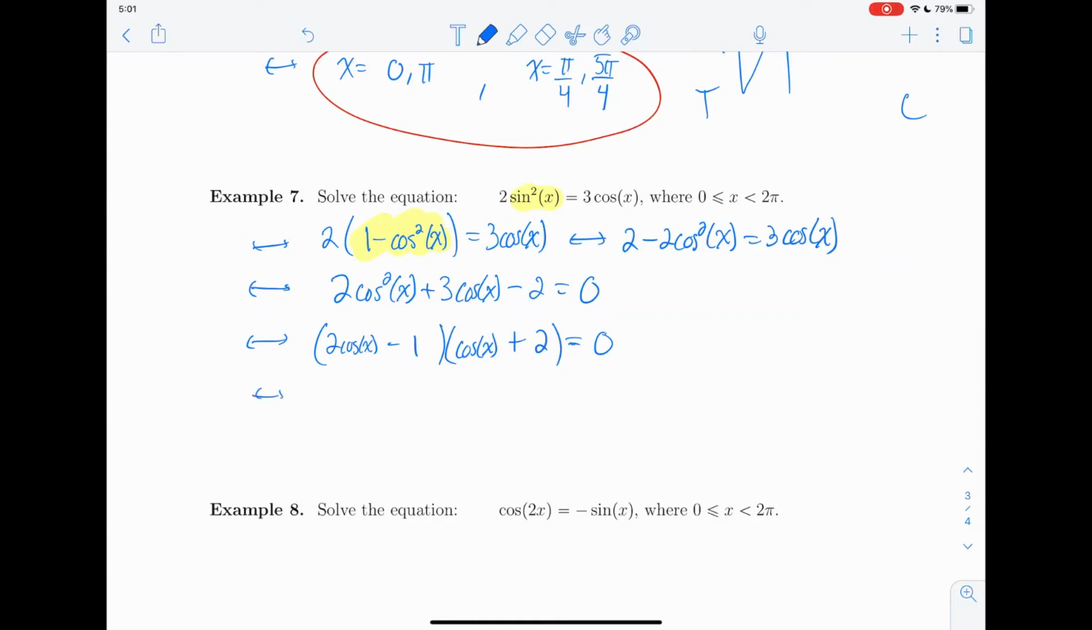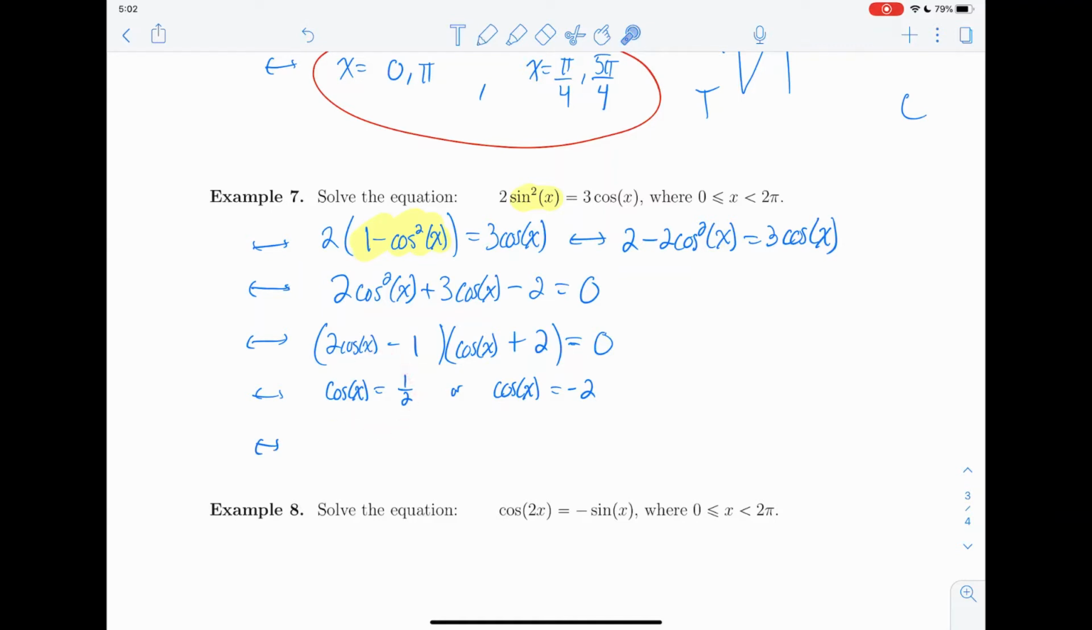So therefore, this will set up two equations. Setting the first equal to 0 or the second equal to 0, I'll end up with cosine of x equals positive a half, or cosine of x equals negative 2.